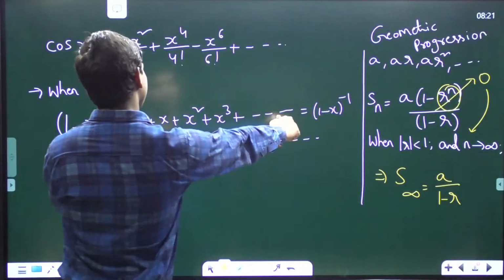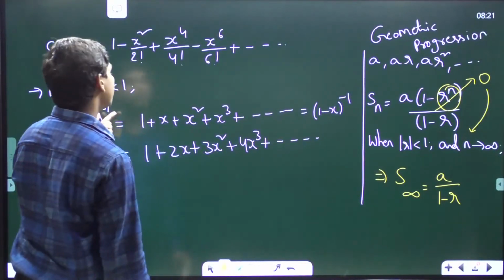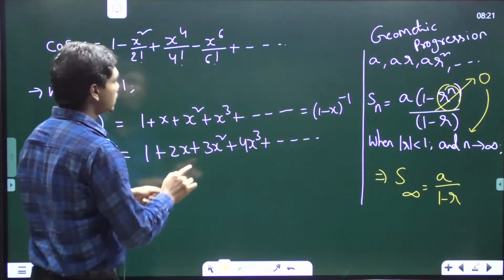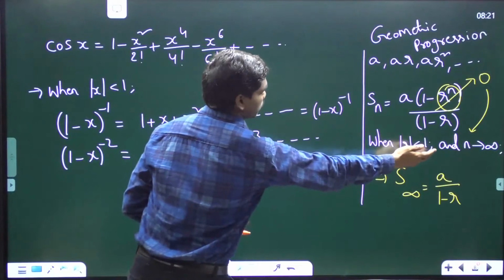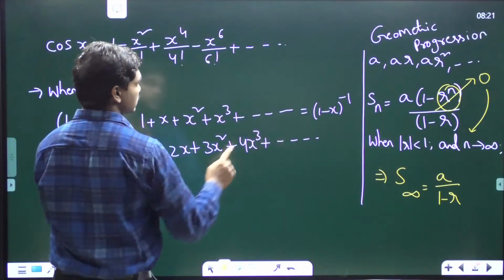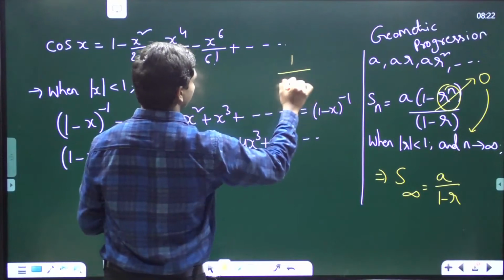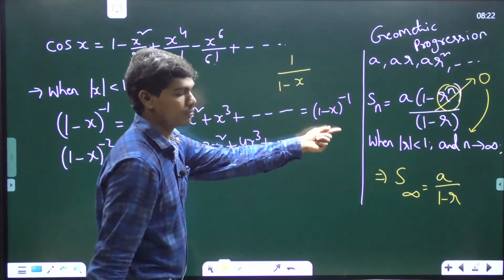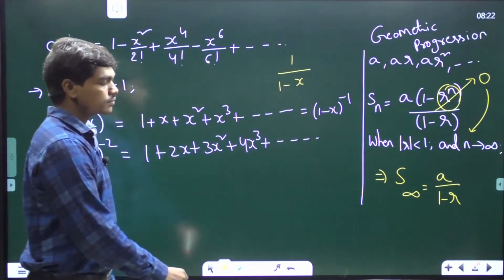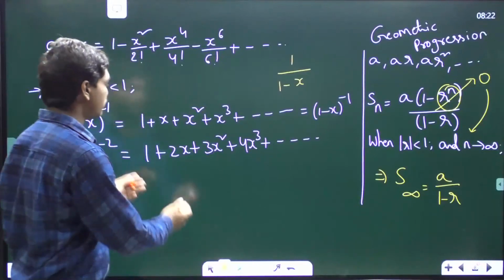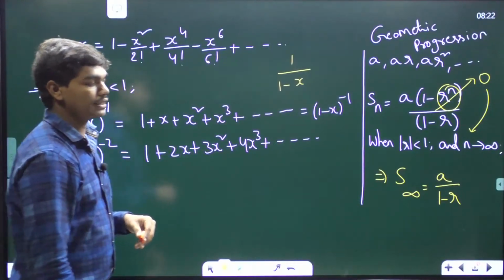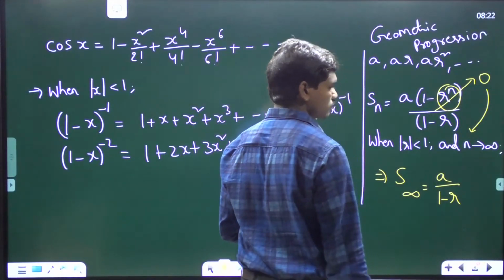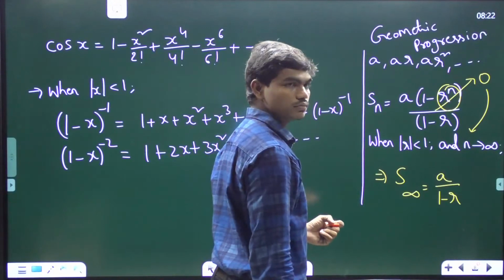So if you look at this series now, it's extending infinitely, and this x is the common ratio between every term in this series. When mod x is less than 1, like when mod r is less than 1, the sum of this series is a by 1 minus r, that is, first term divided by 1 minus r, and the common ratio r is x in this case, which is the same as 1 minus x whole power minus 1. Clear? So that's how this expansion is 1 minus x whole power minus 1. Okay. Clear?